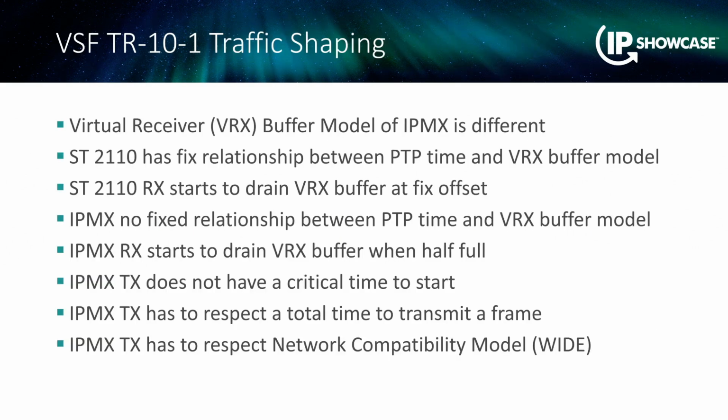Next thing I'd like to look at is traffic shaping. The VRX model for IPMX is different than the 2110 one. In 2110, because of the relationship between time, PTP, RTP timestamp, and how the receiver consumes the data, it is based on an offset from the PTP time. They can afford to do that because there's a fixed relationship. Because we don't have a fixed relationship, we have to use a different method.